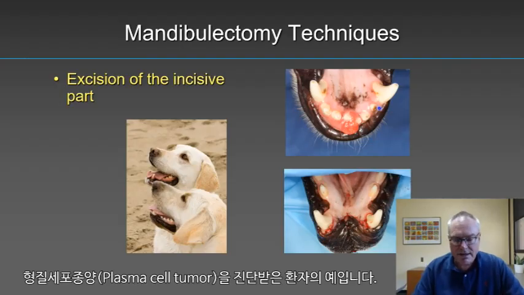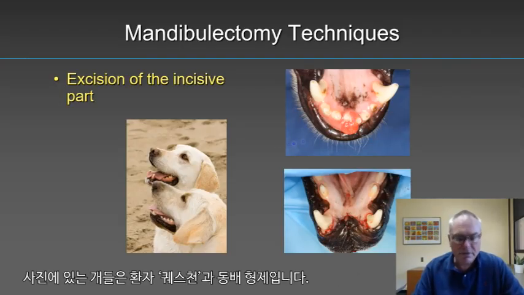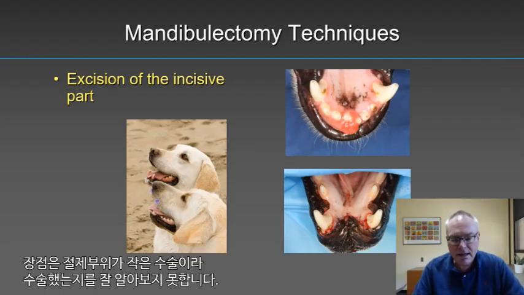So here we can see an example. This dog had a very small plasma cell tumor. This is the dog in question. This is its littermate. And the advantage of this technique is that you can hardly see that this procedure has been done because it is so limited in extent.